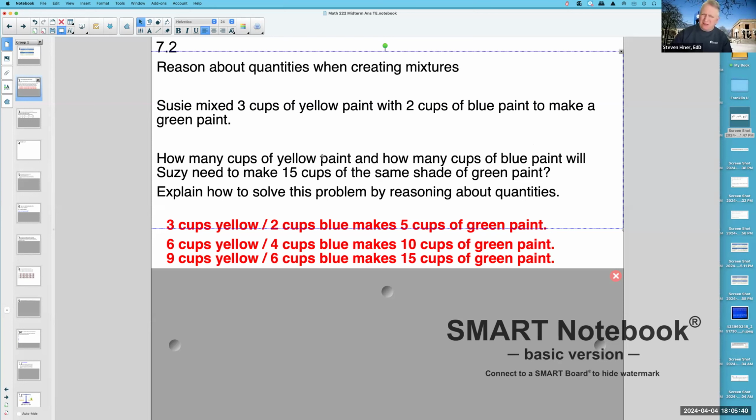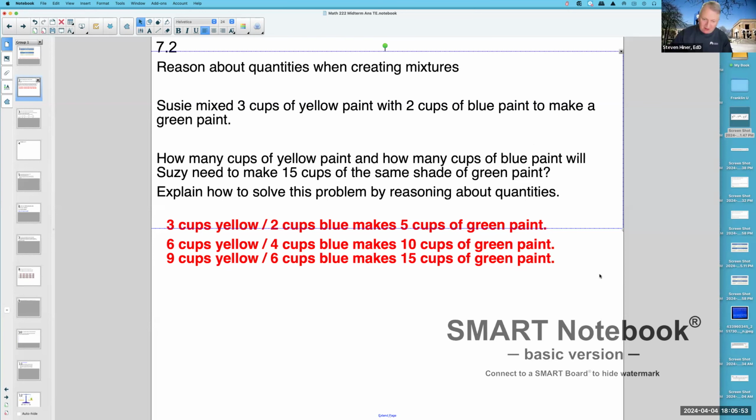Make sure you read the question because it might just ask you how much blue. Then you only need to put the blue. But this is how you would do that type of problem. Again, you could put this in a table if you wanted to, but you can also write it out like that.